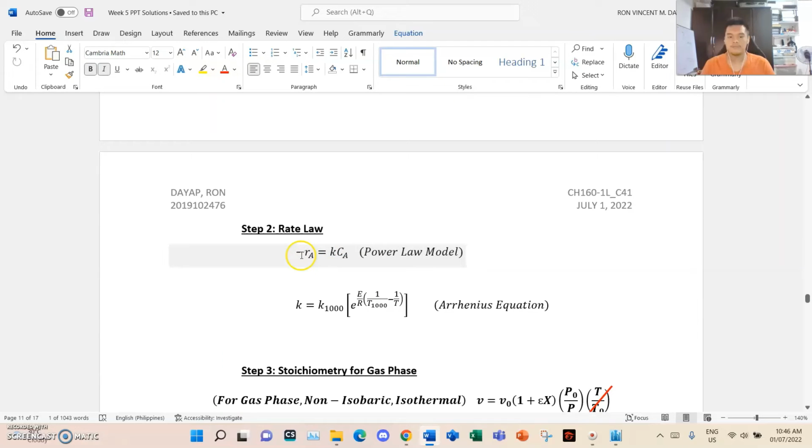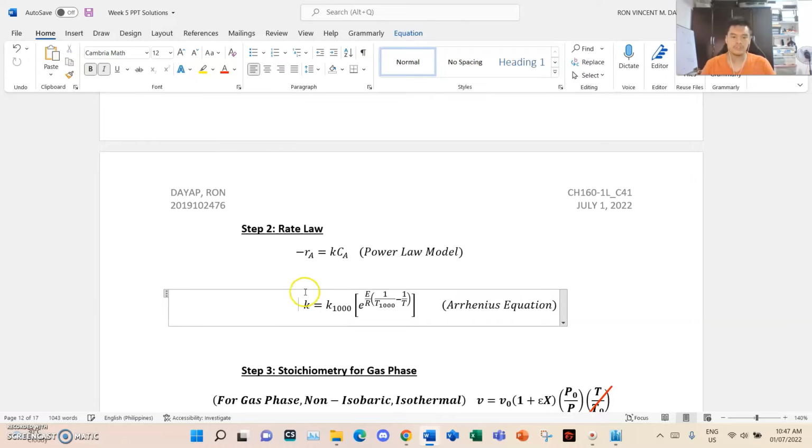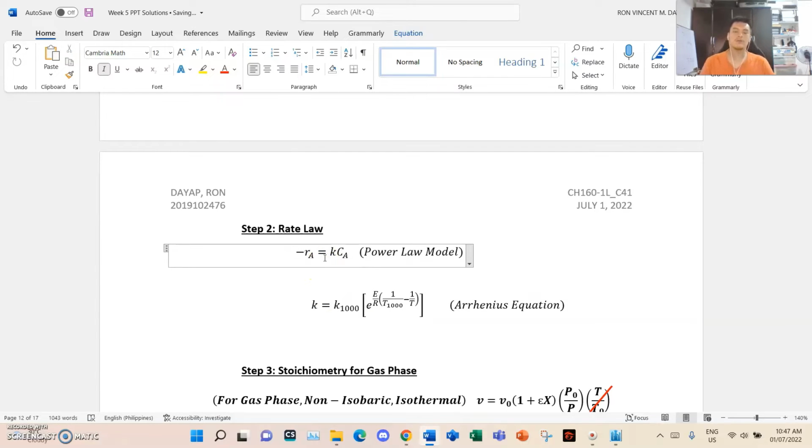Then the rate law, I used the power law model, and I defined it as follows. And since our given k is with regards to 1000 Kelvin, but our operating temperature is 1100 Kelvin, I would need to convert that using ratio and proportion using the Arrhenius equation. So this is the equation to convert the 1000 Kelvin k into 1100 Kelvin k to be used for the rate law constant.